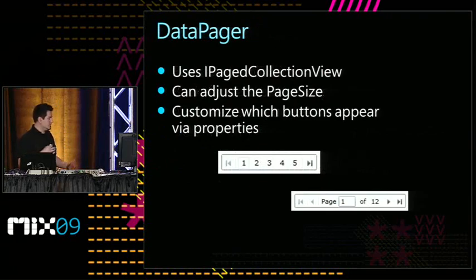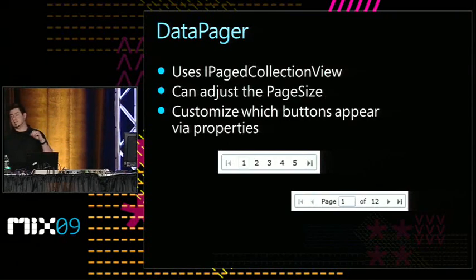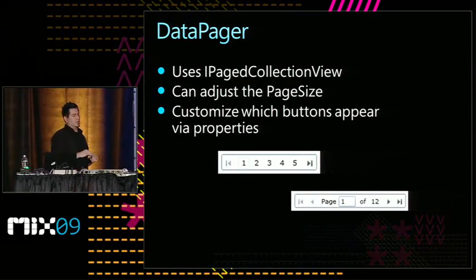Data pager. It's just an easy way to page through big amounts of data. You can hook up a data pager to your data, but then you need something else: a list box, a chart, a data grid. It just helps you move through large data sets. And I'll show you something more interesting with that.